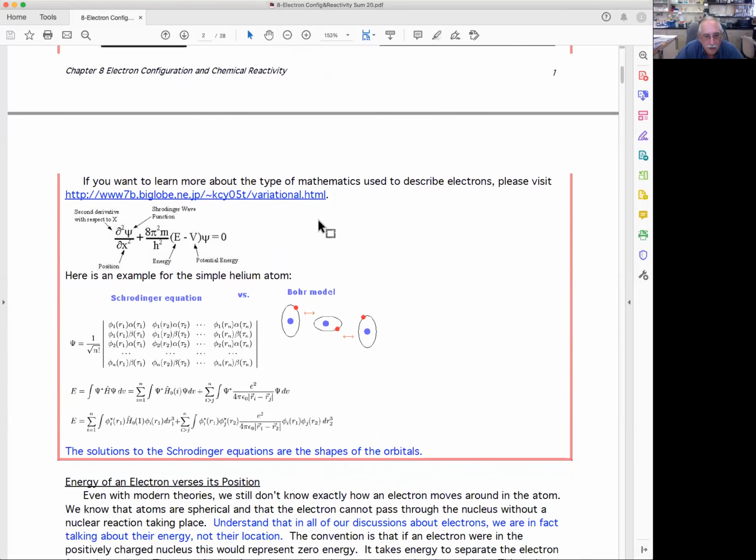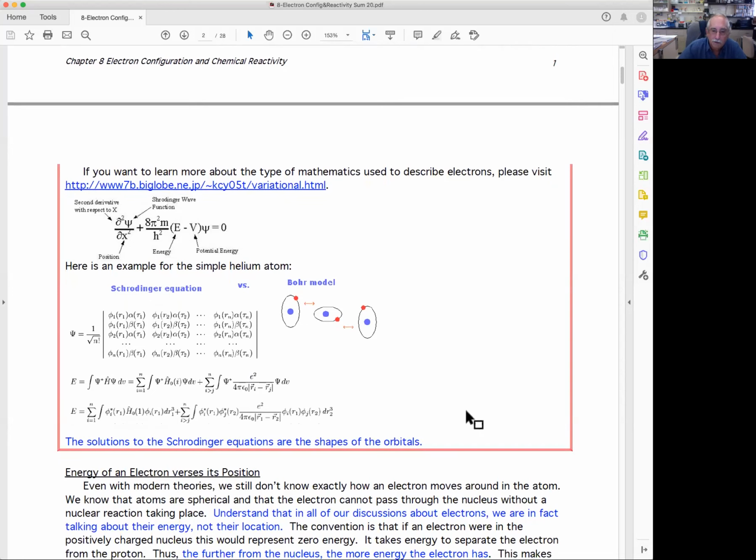So here's a website. If you really wanted to know more about the type of mathematics, you can go here. But here's an example for the helium atom. So when you start to solve this, you have all this mathematics that is really quite high level. So what I'm going to do now is show you that the solutions to the Schrödinger equations are the shapes of the orbitals.